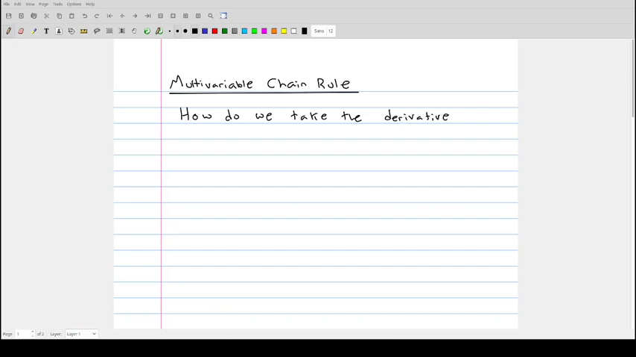Today's lecture will be on the multivariate chain rule, and we're going to go through and essentially see how to generalize the chain rule from single variable calculus to multivariable calculus. And essentially this is going to answer the question of how do we differentiate or take the derivative of a multivariable composition of functions.